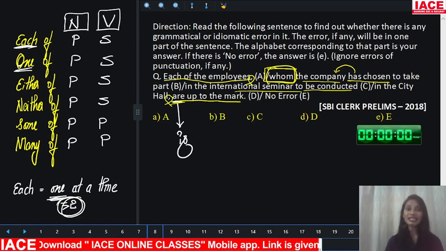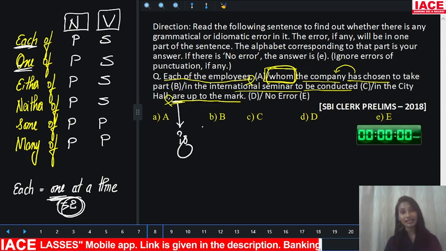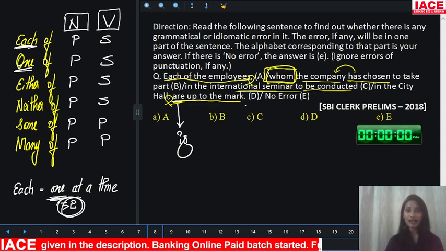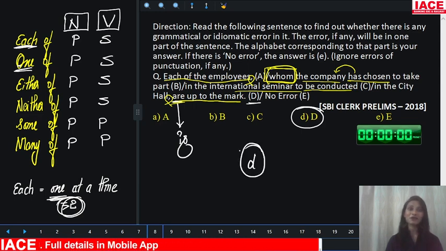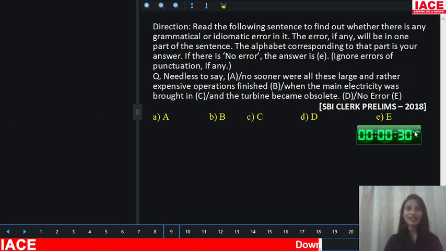Each of the employees is up to the mark, one at a time. So your error is with option D. So your answer is option D. Do you remember this concept? Now let's see the next one. Well, here is the next question. Your time starts now.